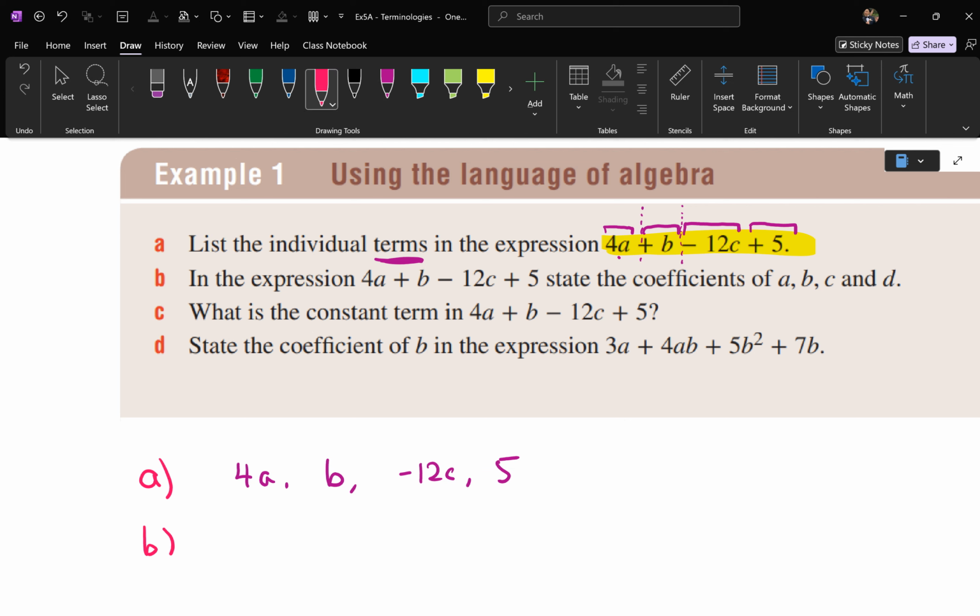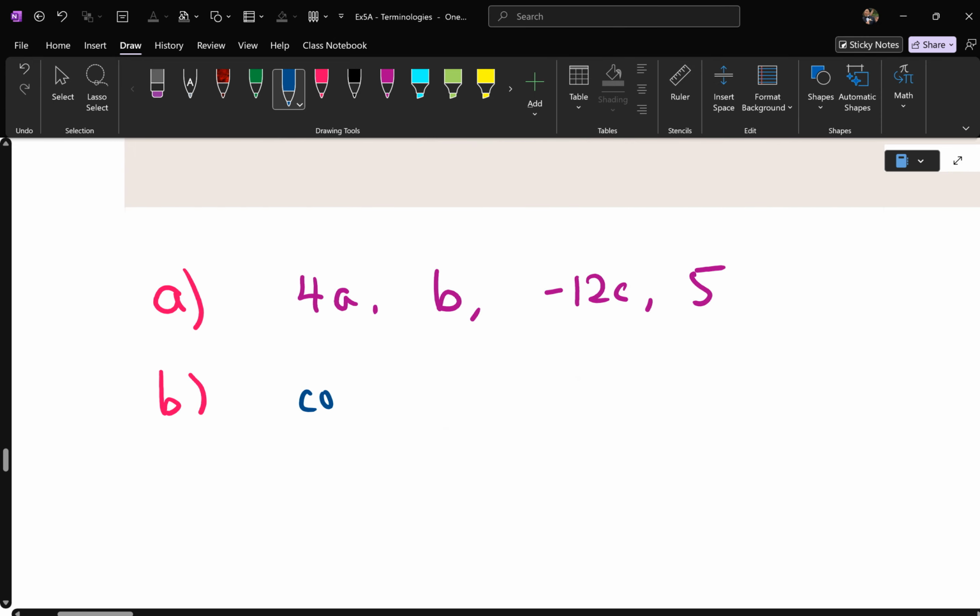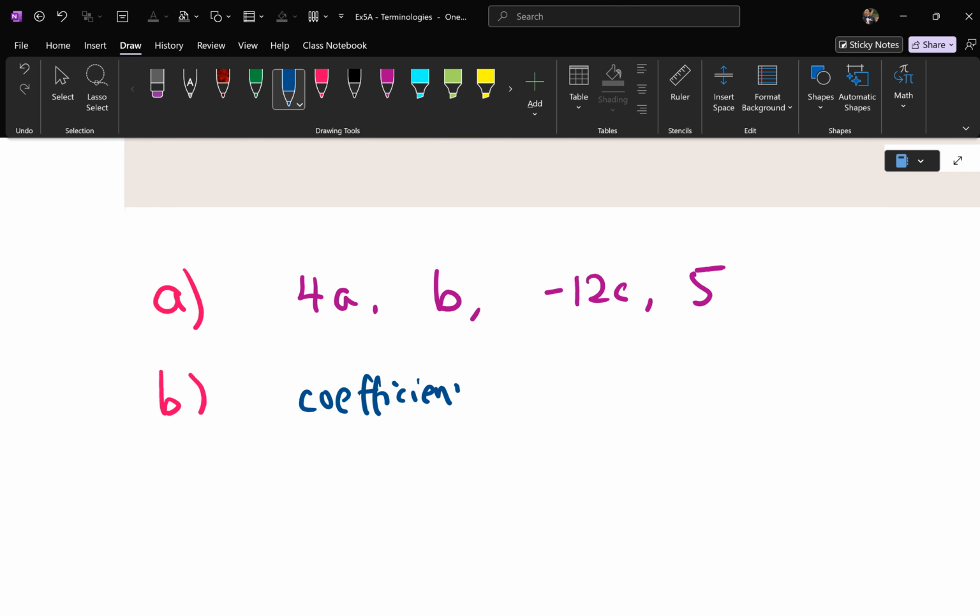Then when we look at question b, it says in the expression, which is the expression we've seen, 4a plus b minus 12c plus 5, state the coefficients of a, b, c, and d. Now let's see. Coefficient, remember, means the number in front of. So if I ask you, what is the coefficient of A? The coefficient of A means the number in front of A, which is 4. Actually, I'll write it all as a sentence so that you can see. Coefficient of A is equal to 4. It's what's multiplying to A, the variable.